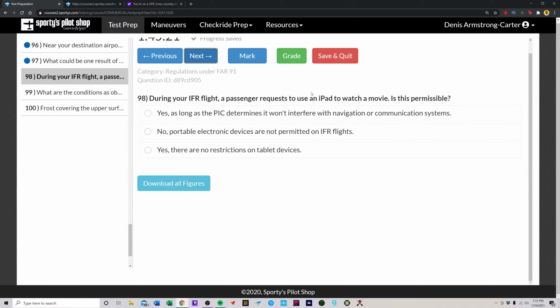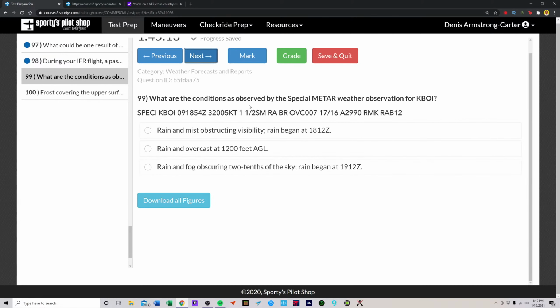During your IFR flight, a passenger requests to use an iPad to watch a movie. Is this permissible? Yeah. What are the conditions observed by the special METAR weather for Boise? Special weather Boise on the 9th at 1854 Zulu. Winds are 320 at 5 knots, 1.5 statute miles, rain, mist, overcast 700. Temperature 17, dew point 16, altimeter 2992. Remarks: rain began 12 minutes.